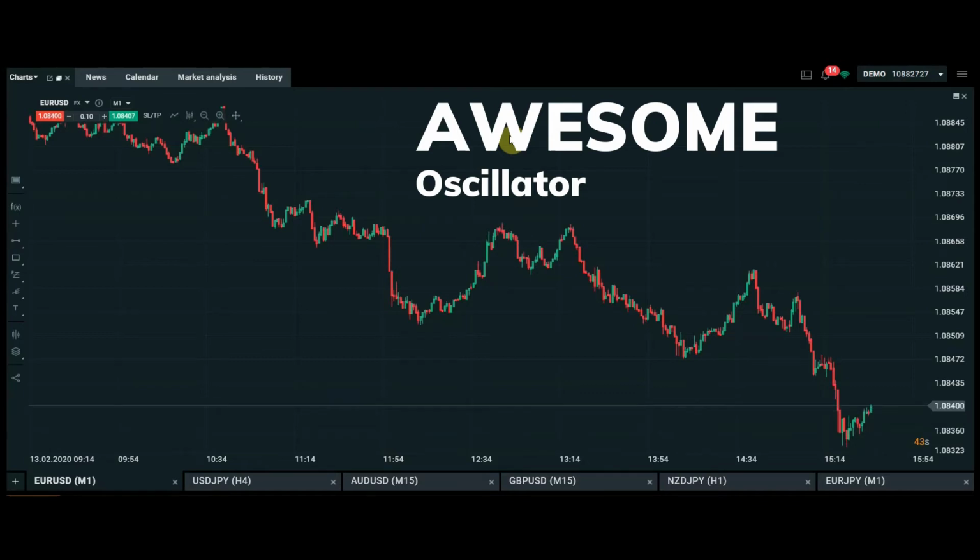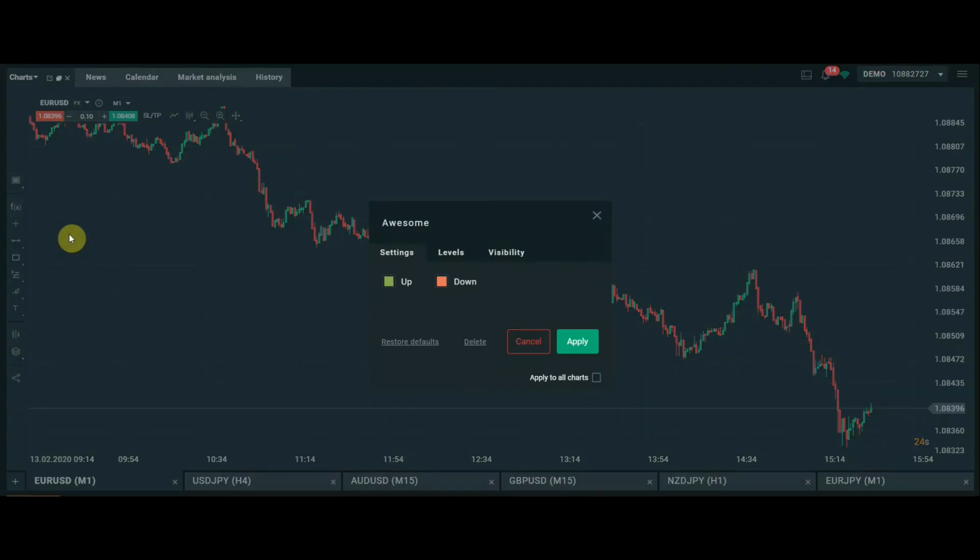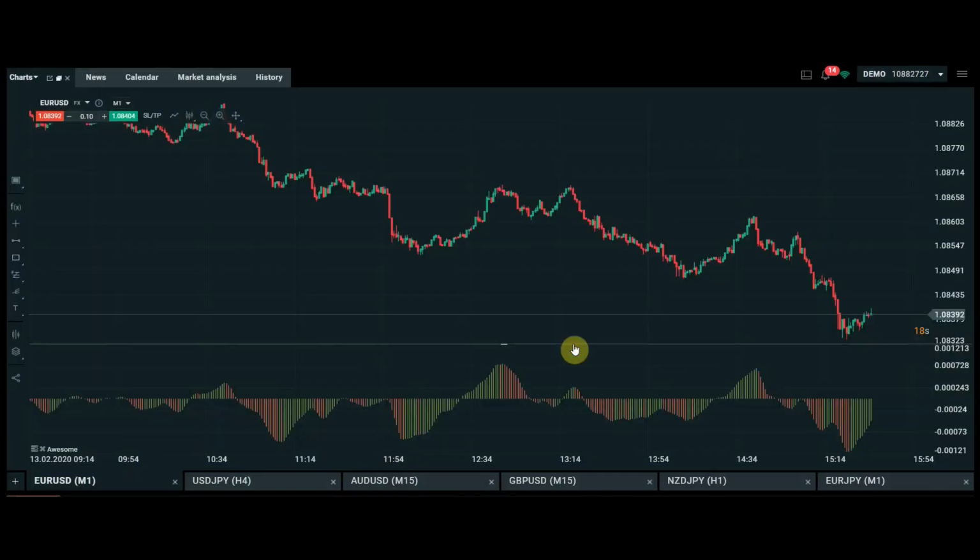It basically calculates the difference between a 5 and a 34 simple moving average. But it uses the midpoint of the candles and not the close position of the candles, so it gives more of an average. Let me show you what an awesome indicator looks like. AWE for awesome. There are no settings on this. They're simply green for up and red for down.